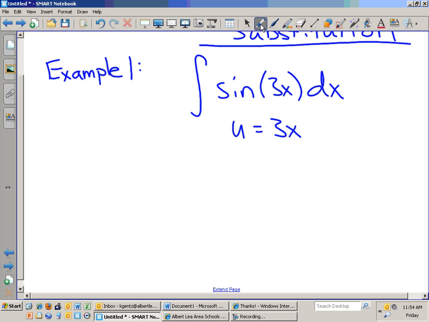Namely, we can write it like this: du is equal to, what is the derivative of 3x? 3 dx, meaning I took the derivative with respect to x. Now, let's look up here. Do you see a 3x up there? Do you see a 3dx up there? I see a 1dx. So I have to make just 1dx. What will I do? Divide by 3. So I have 1/3 du is equal to dx.